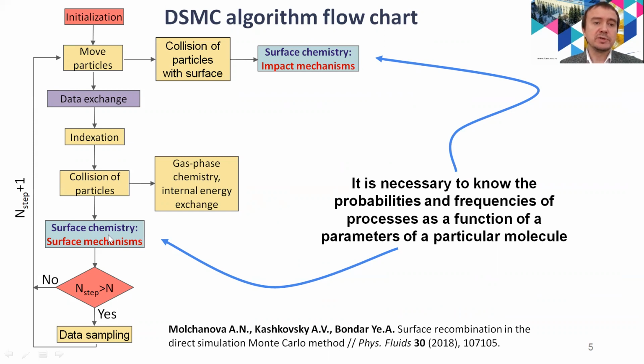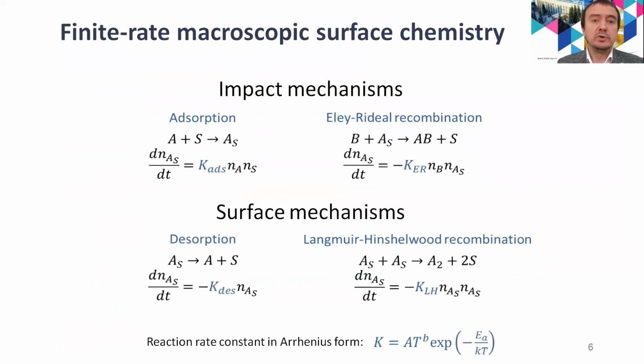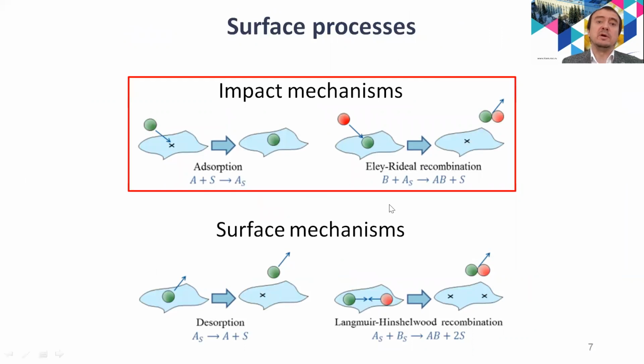To simulate this process, we need to specify probabilities or frequencies of these processes which are required for the DSMC simulation, and we do it, as I've already mentioned, on the basis of the macroscopic data. So if this finite rate chemistry is formulated in terms of the reaction rates, which can be written in the Arrhenius form as a function of temperature. So then I start with the impact mechanisms.